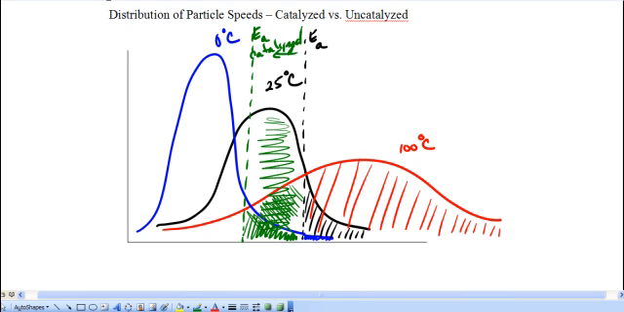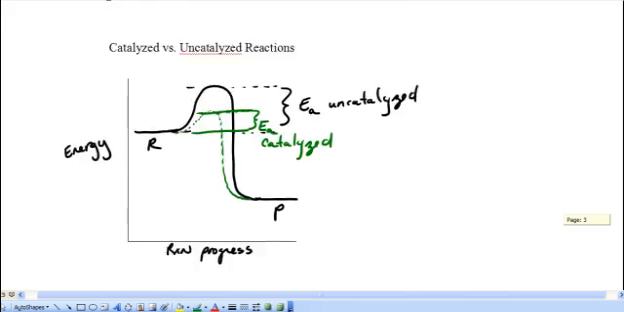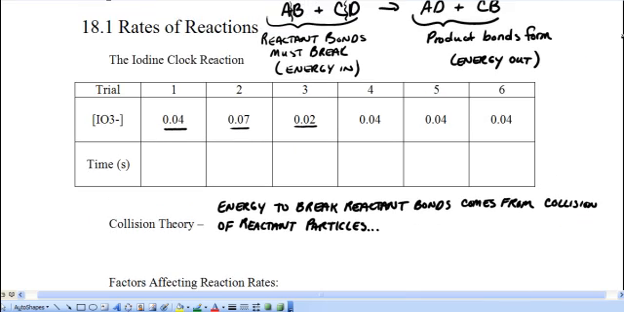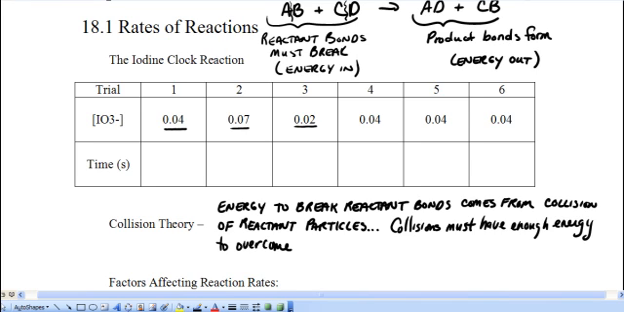So now let's summarize. Going back to the first page. In order for a reaction to occur, you have to break the reactant bonds from the collision of the reactant particles. However, collisions must have enough energy to overcome the activation energy to be effective and result in reaction.